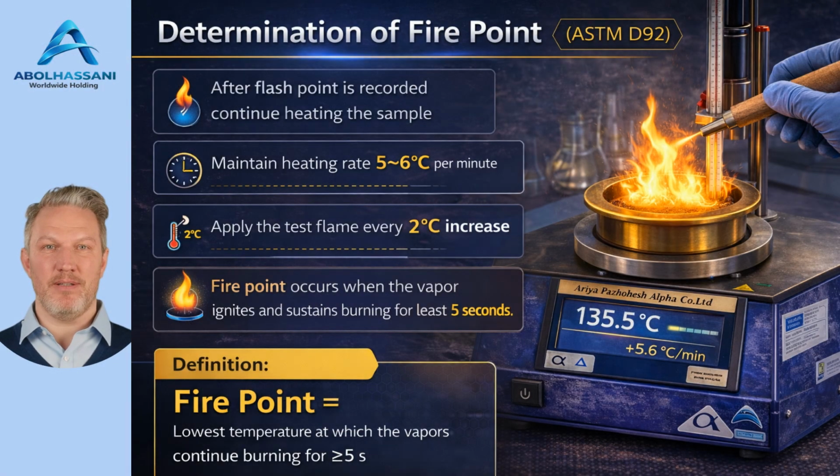Determination of fire point. Fire point determination follows the flash point test and is defined in ASTM D92 Section 11.5. The fire point is the temperature at which the vapor continues to burn for at least 5 seconds after ignition. After the flash point is observed, heating continues while applying the test flame. When sustained burning occurs, the temperature reading is recorded as the fire point.